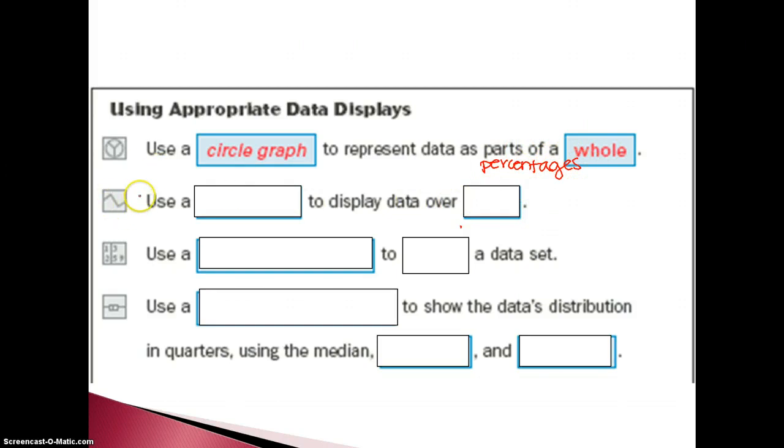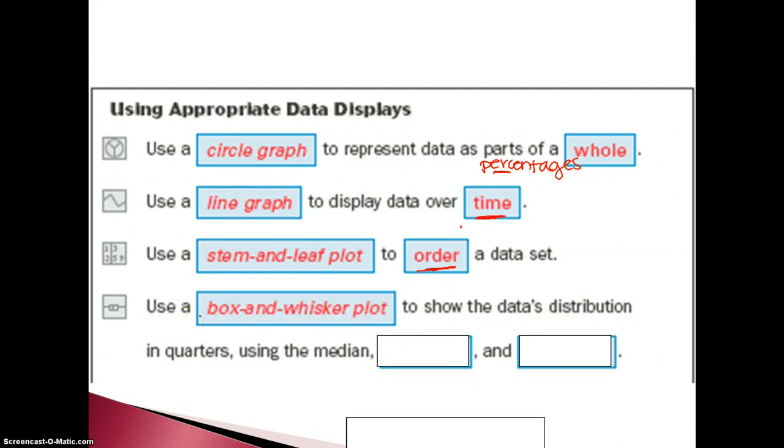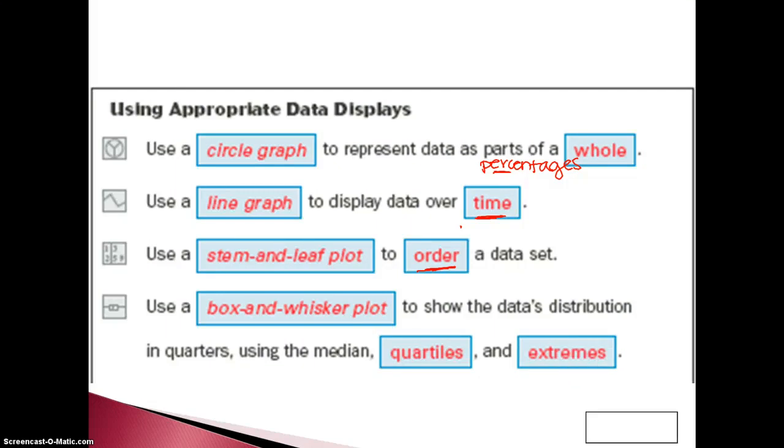A line graph represents data over time. So the important key word here is over time. Stem and leaf plot is used to order a data set. And the key word here is order. So your thing was percentages, or find the percent. Time and order, stem and leaf plot. Box and whisker plot shows the distribution in 4 parts. Okay, so use the median, quartiles, and extremes to represent it in 4 parts.